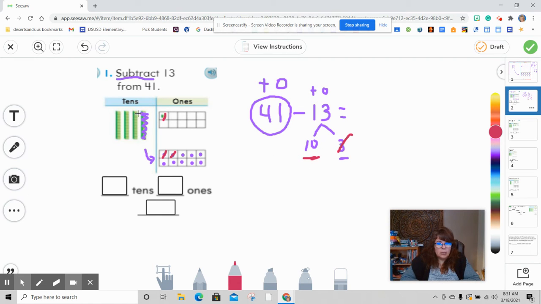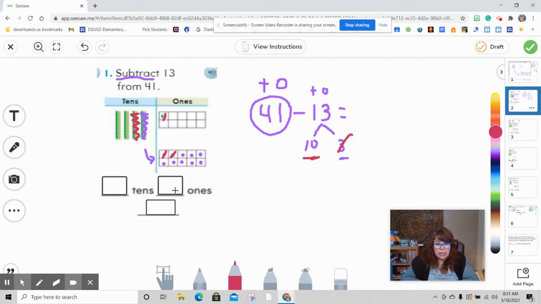So I'm going to take away 10. So let's take that 10. And I'm not regrouping that one. I'm taking it away. It's done. It's hasta la vista, baby. So now I took away the 10. I'm done with that. So I look at my picture.